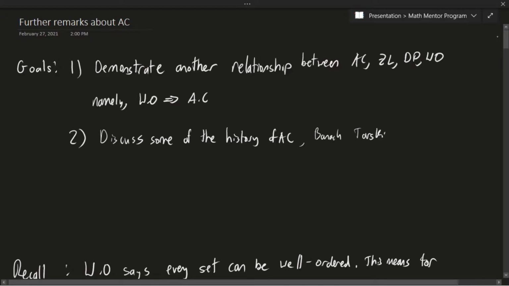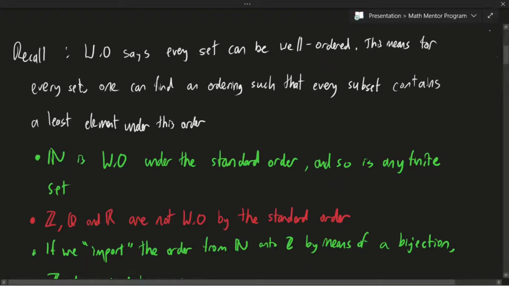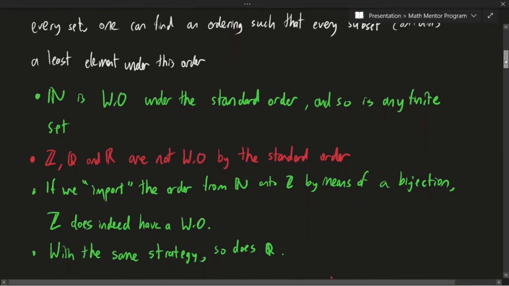This will probably include a very rigorous statement of what is meant by the Banach-Tarski Paradox, instead of the sort of loose version that I gave in our last meeting. Okay. So to start, remember that the well-ordering principle says that every set can be well-ordered. And a well-ordering, let me remind you, is just an ordering such that every subset contains a least element under this order. So let's review some sets that do have a well-ordering and other sets that maybe don't have an obvious well-ordering but can be given a well-order if you try hard enough.